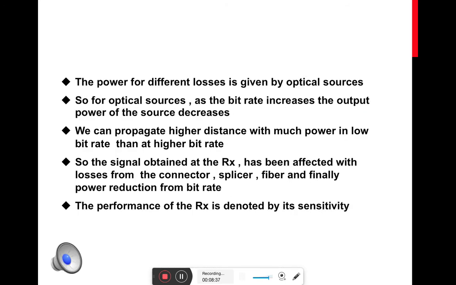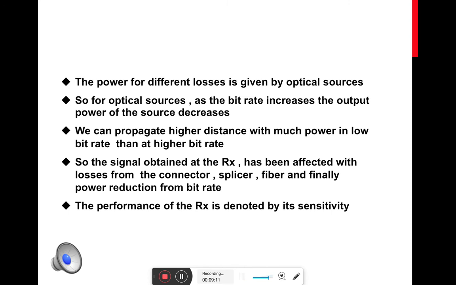When analyzing the optical power versus the bit rate, it has been found that at lower bit rate, the power of the source is much higher, and we can transmit the signal over a much higher distance than at a higher bit rate. As the bit rate increases, the optical power intensity reduces. So if you are transmitting a signal with reduced bit rate, it can propagate a long distance.